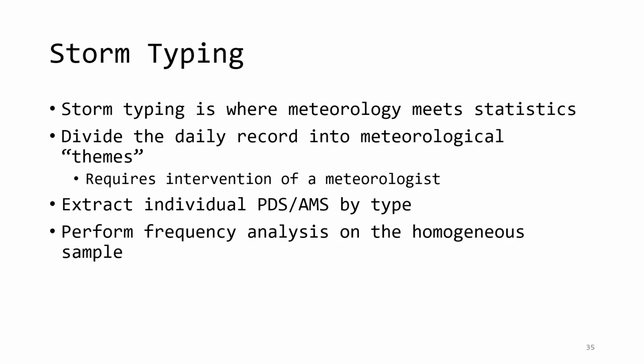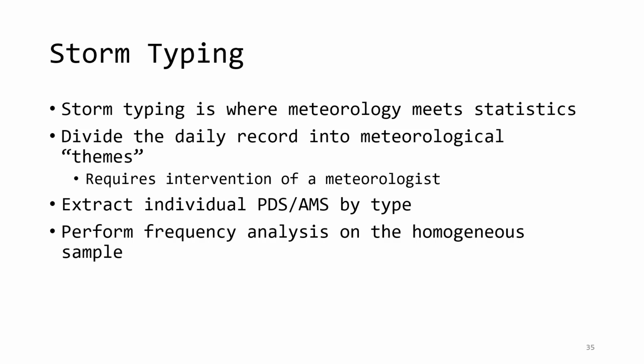Storm typing is an effort to divide the precipitation record by the meteorological cause. It's where meteorology meets statistics. Storm typing is considered a recent advance in precipitation frequency analysis. Each day of the record is divided into a number of meteorological themes that explain the atmospheric conditions that generated the rainfall. The idea is that storms of the same theme are more likely to have similar statistics than storms of other themes, even if they're both annual maxima.